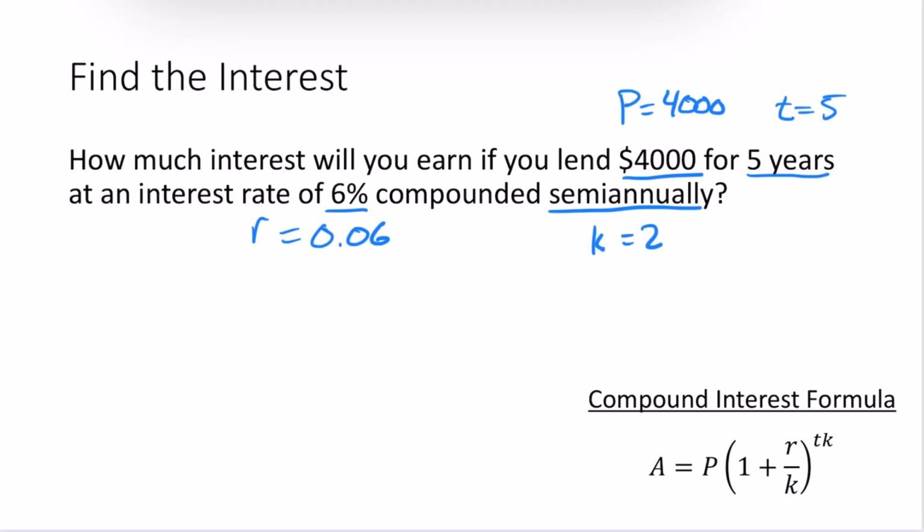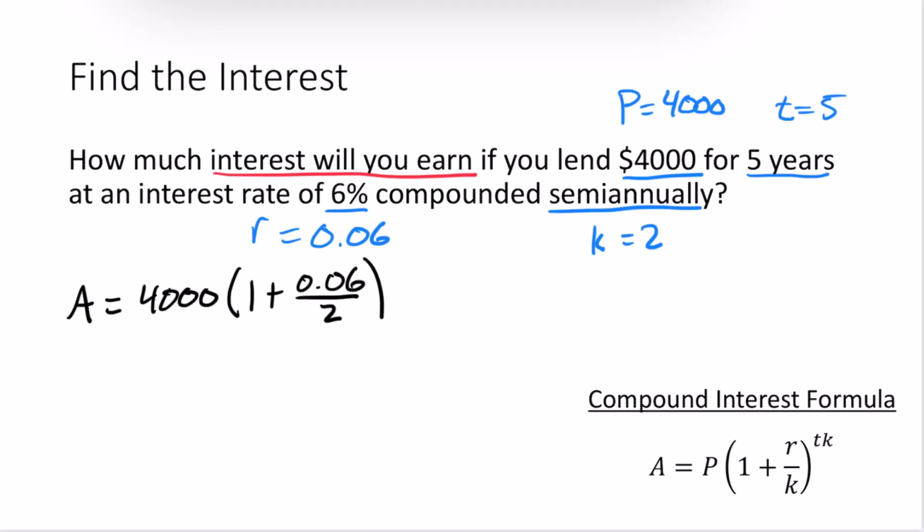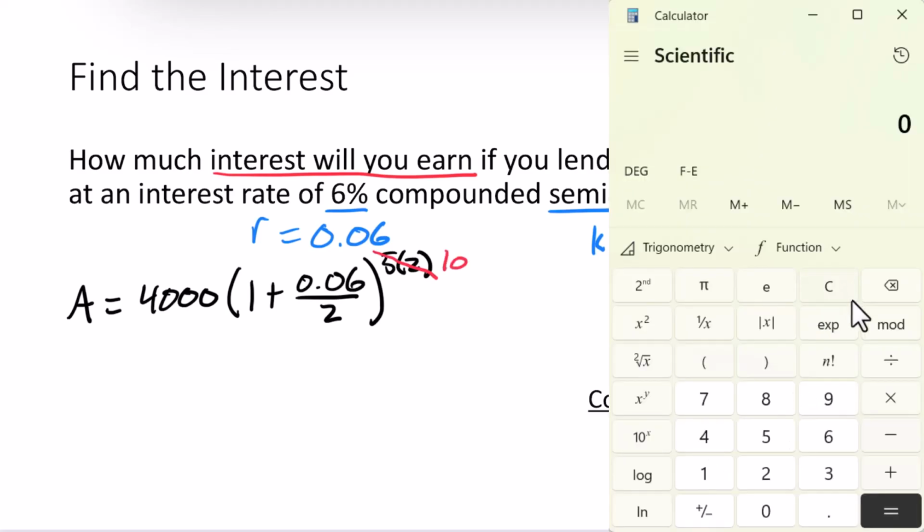So to figure out how much interest I will earn, I first need to figure out how much money total the person is going to pay back to me. So I'm going to calculate A and say A equals 4,000 times 1 plus 0.06 divided into 2 compounding periods. And that is going to be raised to an exponent of 5 times 2. So I'm going to simplify my exponent really quick and just say 5 times 2 equals 10. And then I'm going to start calculating this on my calculator.